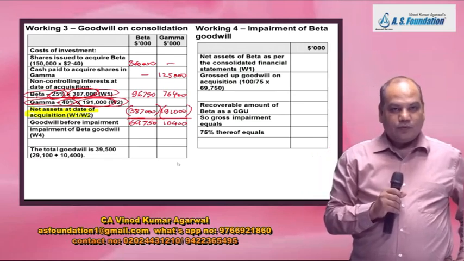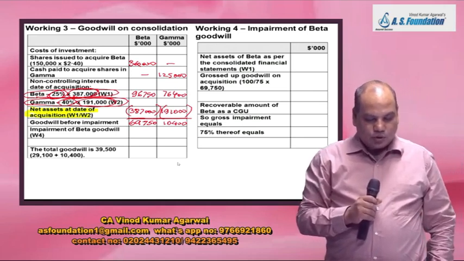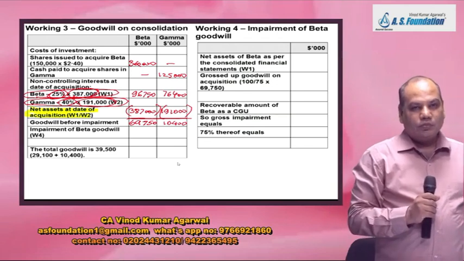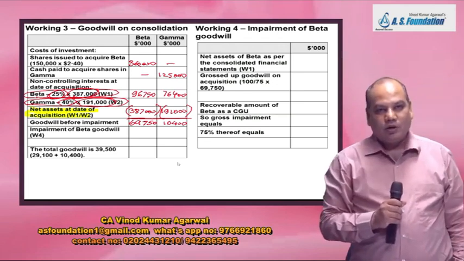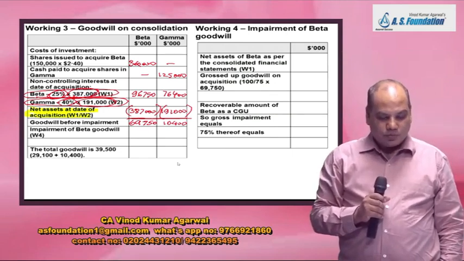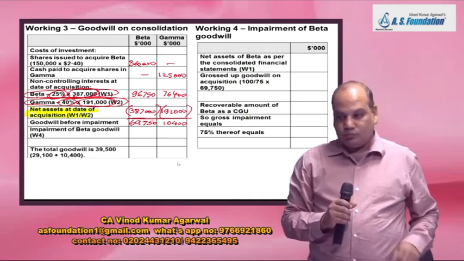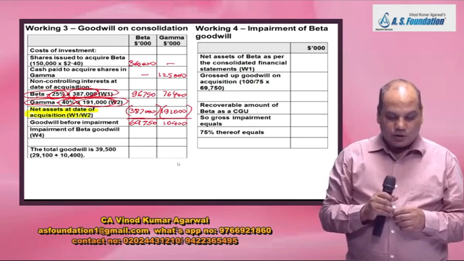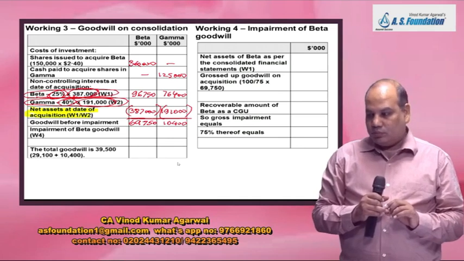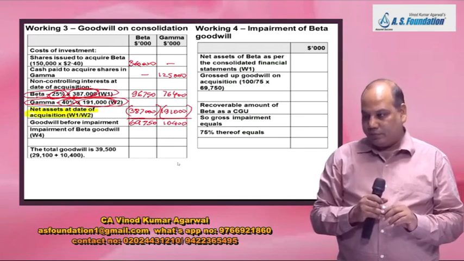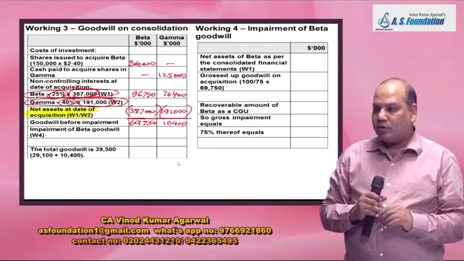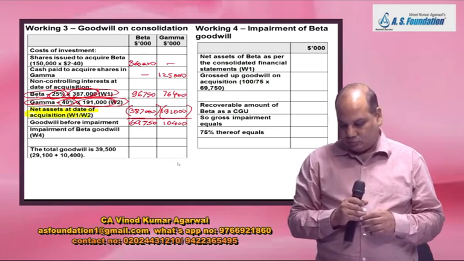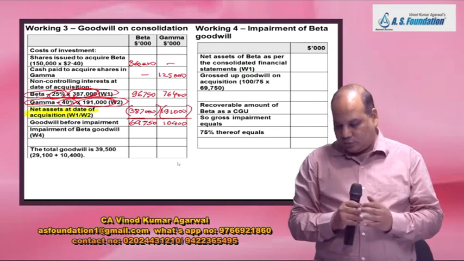Therefore, the carrying amount of subsidiary should be grossed up to include goodwill attributable to NCI before being compared with recoverable amount.